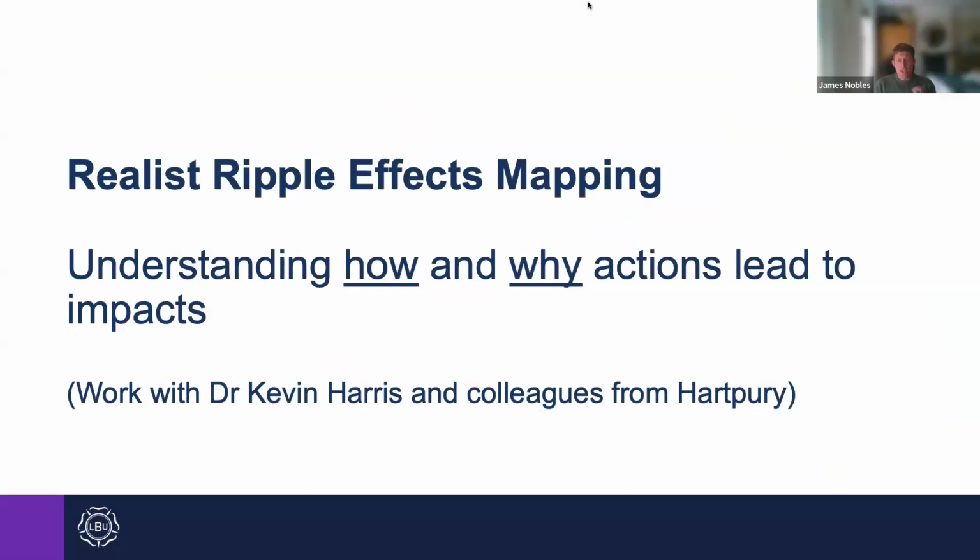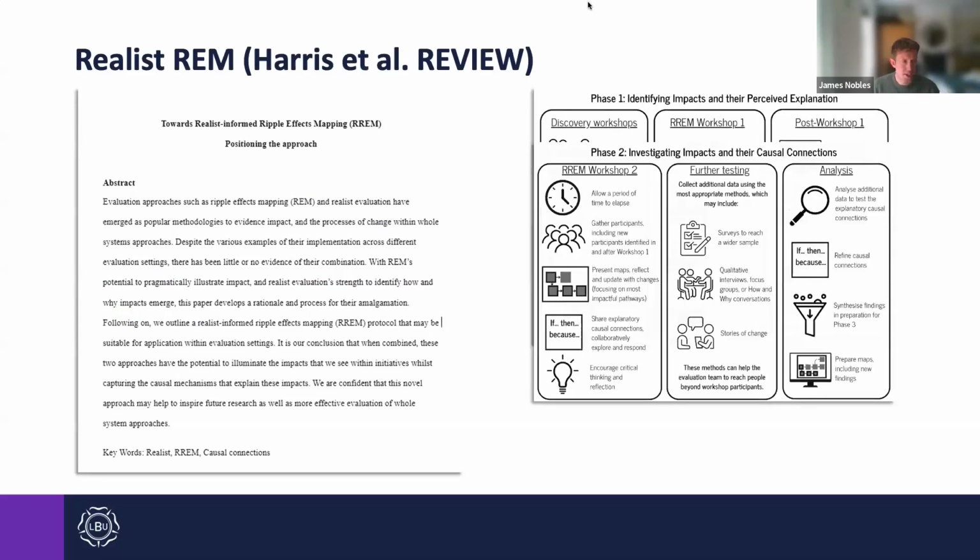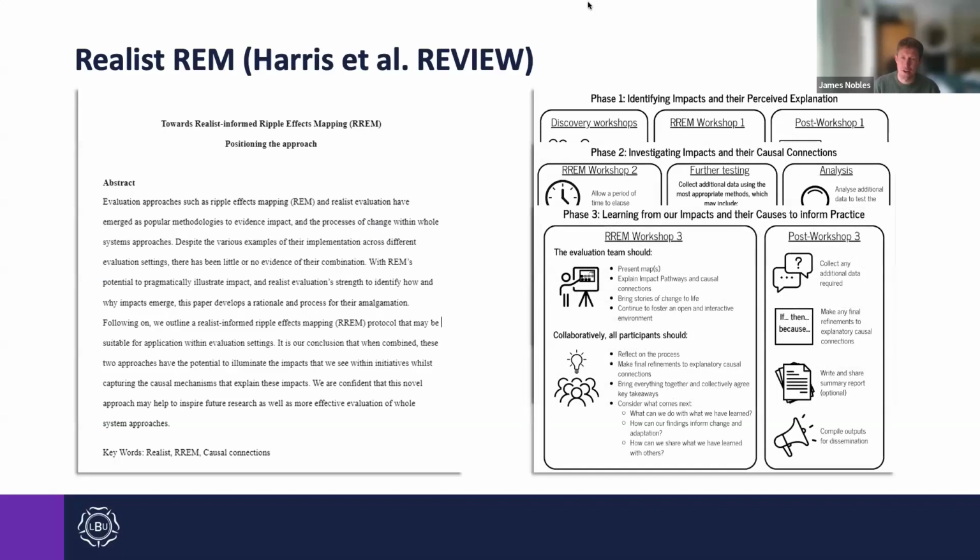And then more recently, working with colleagues from Leeds University, trying to align ripple effects mapping with more of a realist evaluation approach. So that's going into a lot more depth as to how and why actions might lead to specific kinds of impacts. And there's a paper there which is under review at the moment. But as and when that's published, I'll be able to share all of that. But that really digs into the how and why things are working and for which different kinds of population groups.